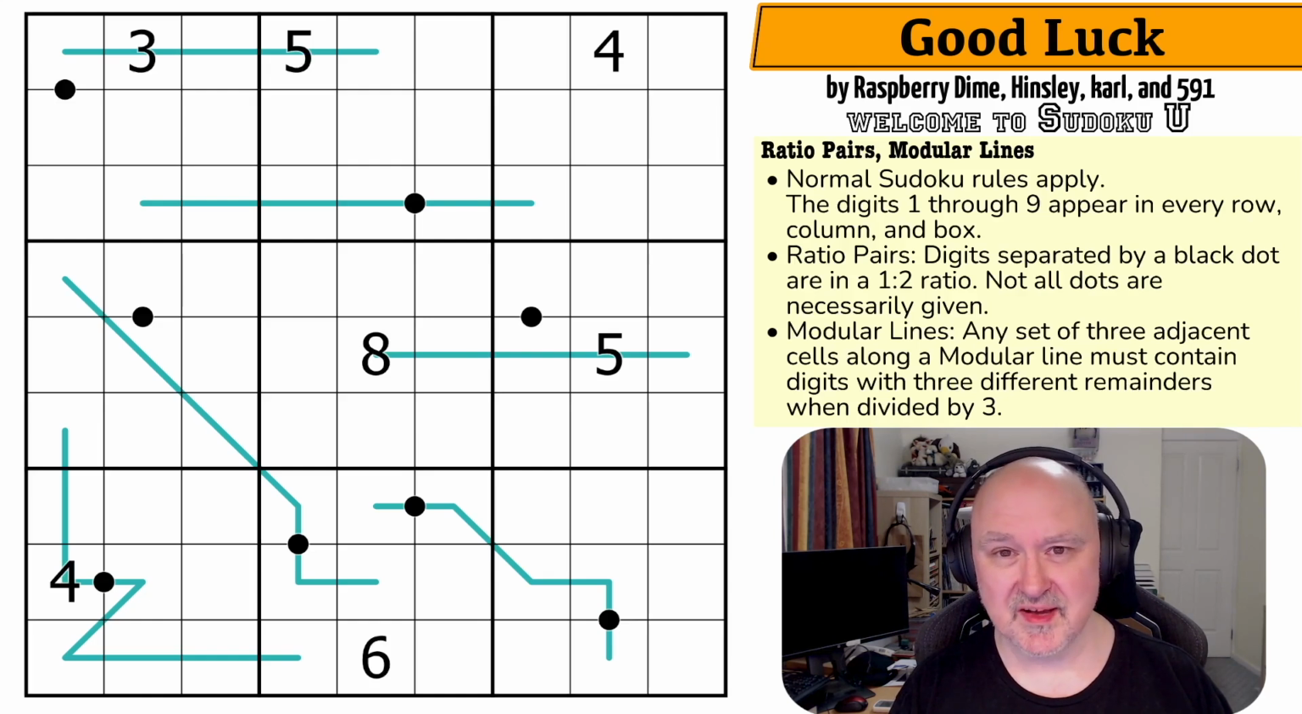Now, the modular lines constraint is one that can often confuse people, but it is a very popular one with the students of Sudoku U. And this puzzle, of course, is from the Sudoku U series, which are puzzles that have been set by the students of FullDeck and Missing a Few Cards as Puzzles and Paradoxes class.